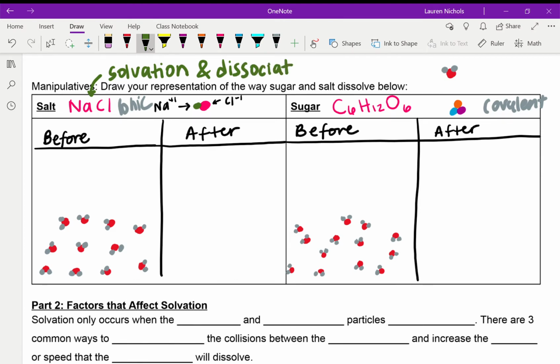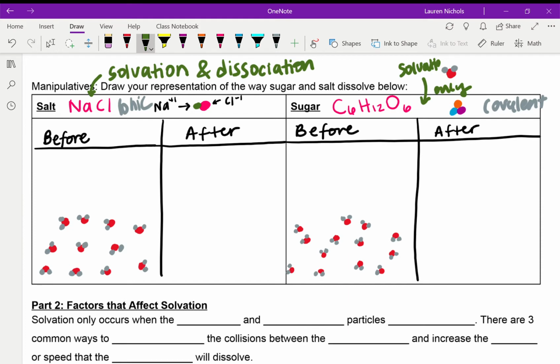Meaning that the formula units, the particles of salt, are going to separate from each other, but they are going to further separate into their ions, sodium and chlorine. Whereas sugar is going to be solvation only. So there's that.